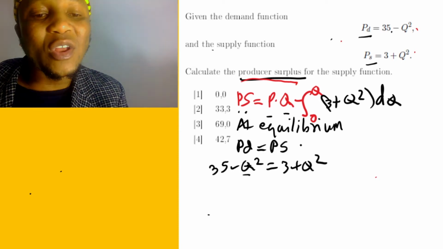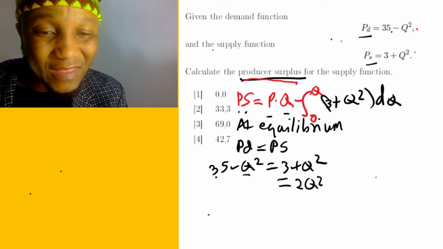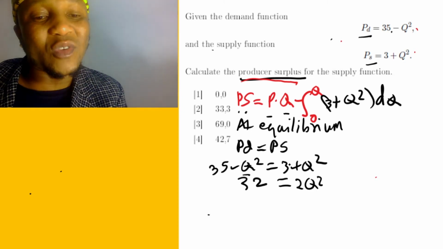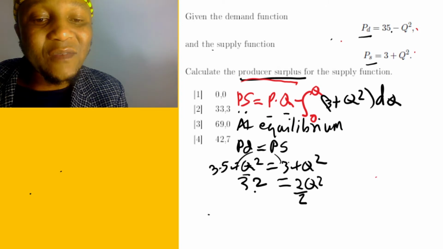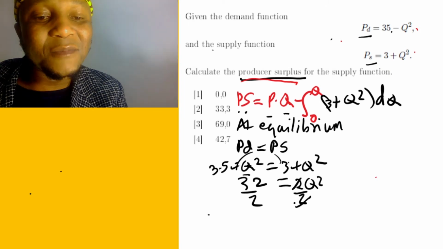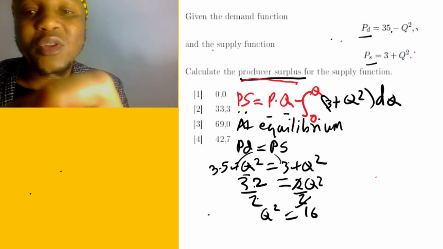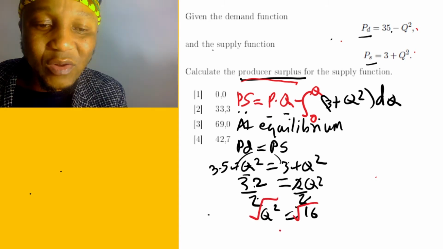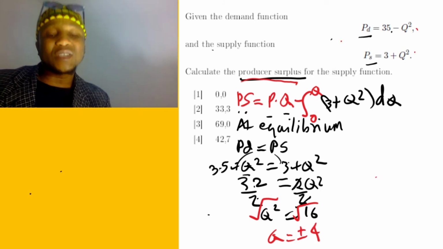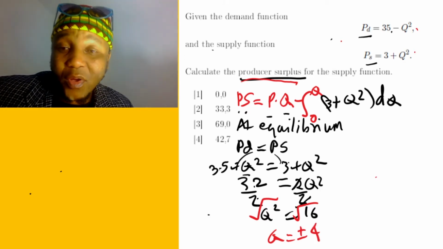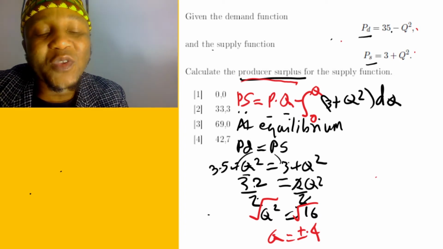You see this negative is going to go over, it's going to become 2Q squared equals, this 3 is going to come here, 35 minus 3 equals 32, because it's going to become minus here. So 35 minus 3 is 32. So how are you going to get Q squared? Divided by 2, divided by 2. This and this cancel. So Q squared equals 16. So we're going to square root both sides. So our Q equals plus or minus 4. You take the positive value. So the value of Q equals positive 4, it cannot be negative.